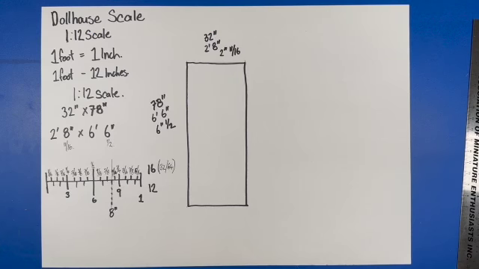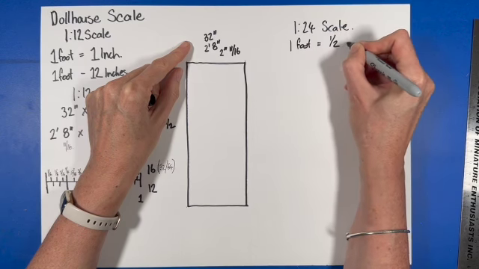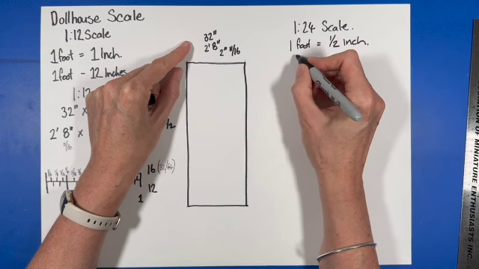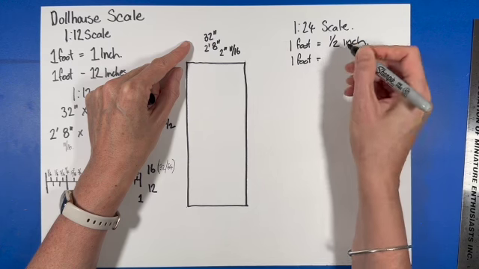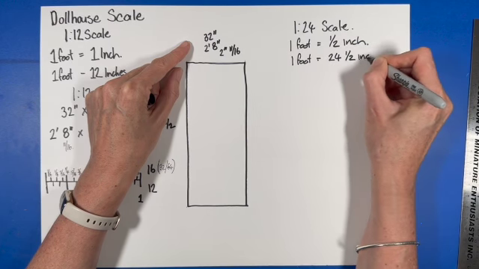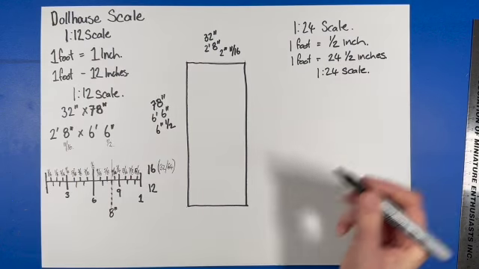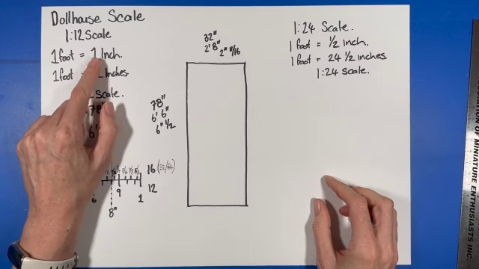Okay, so getting into 1/24 scale. That is 1 foot equals half an inch. And so how do we get to the 24th? Basically, out of 1 foot, it's made up of 24 half inches. So that's how we get our 1/24 scale.